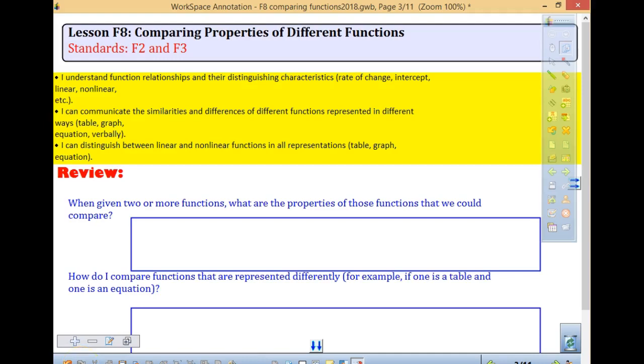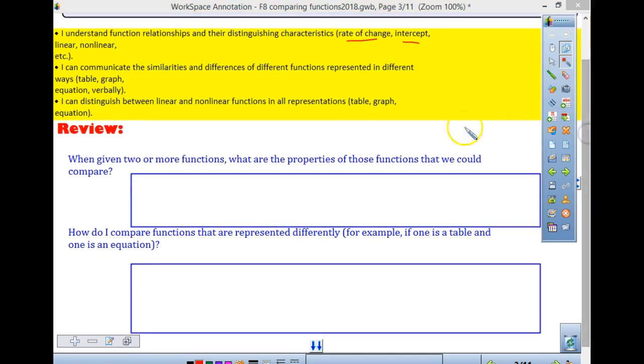Function related and their distinguishing characteristics: rate of change, intercept, linear, nonlinear, etc. I can communicate the similarities and differences of different functions represented in different ways: table, graph, equation, verbally. I can distinguish between linear and nonlinear functions in all representations: table, graphs, equations. So we're going to be going back and forth between all of these.